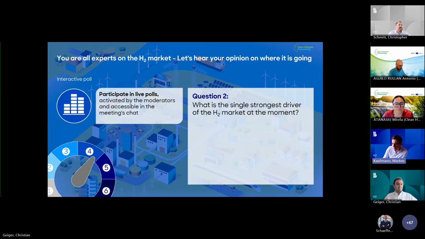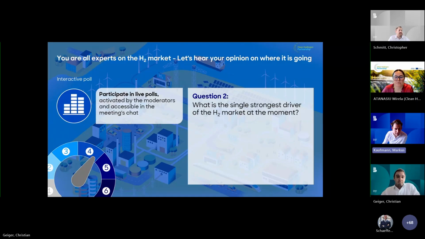Before we go into the content, we like to start with a little open poll quickly. That's already popped up on your screen. What is really driving the hydrogen market at the moment? What do you think is the single strongest driver of the hydrogen market in 2026? So please submit your answer. And we're going to see, based on the number of responses and an intelligent grouping and bundling of different keywords, and then by the size of them, what the collective opinion is.